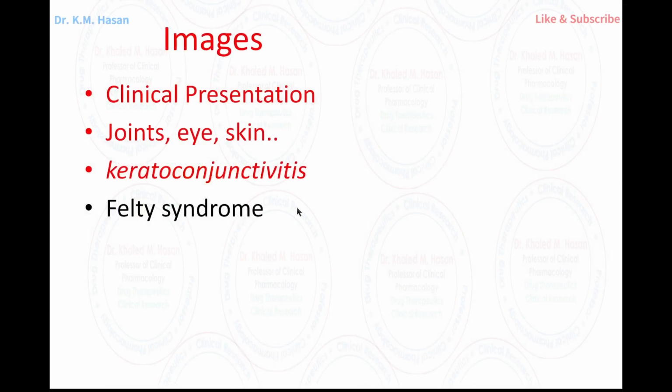So from the image here, you can see rheumatoid arthritis involves the joints, the eye, and the skin, with inflammation and eye inflammation. We have Felty syndrome. So we have several symptoms that could be related to the joint, or could be related to the extra-articular tissues.